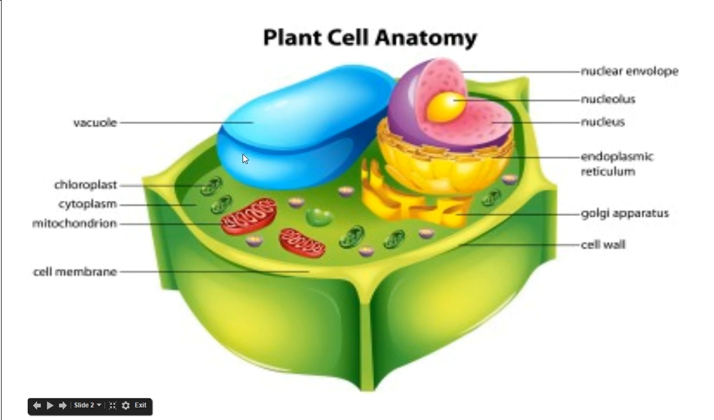Well, let's start right here, this big blue looking thing. That is a vacuole. That's going to hold a lot of water. That might hold a lot of sap and sugars. That's going to really help the cell keep its shape. It's going to be the biggest organelle within the cell.